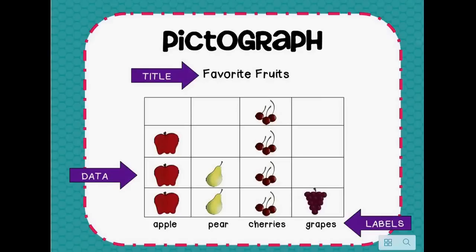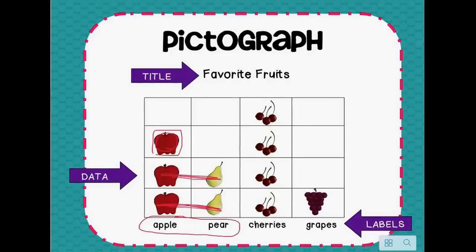You're right, it's cherries. There were 1, 2, 3, 4 people voted for cherries. Now, this time I want you to do some comparing. I want you to compare apples with pears. How many more people preferred apples than pears? Did you say 1? Well, let's take a look at how we can solve this. Here were the same amount of votes. The same amount of votes. Look, there's 1 apple and no pears. So we had 1 more vote for apple than we did for pears.